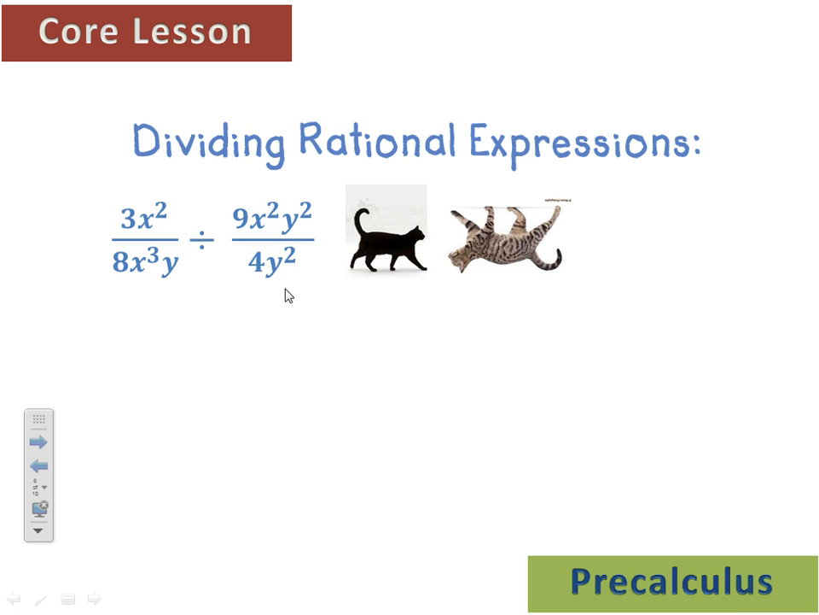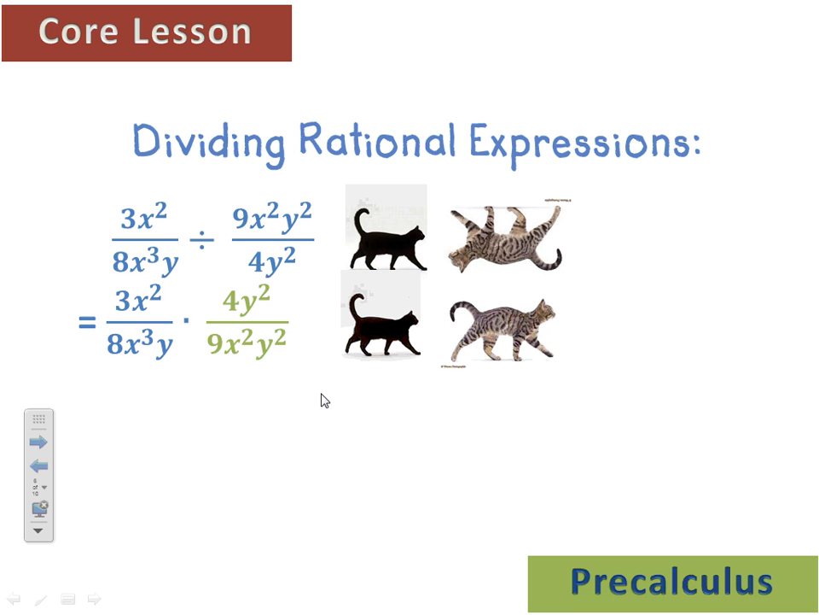What do you do when you divide fractions? Notice this cat is standing up and this cat is upside down. When you divide fractions, yes, you multiply and flip. I remember some teachers told me when they taught it in middle school, they would say keep, change, flip. So you keep the first fraction, you change from division to multiplication, and then you flip the second fraction. I put it in green because we did flip it. 4y squared is now on top, 9x squared y squared is on bottom. So the same thing with the cats. You keep, we're going to change the multiplication, and then you flip the cat.